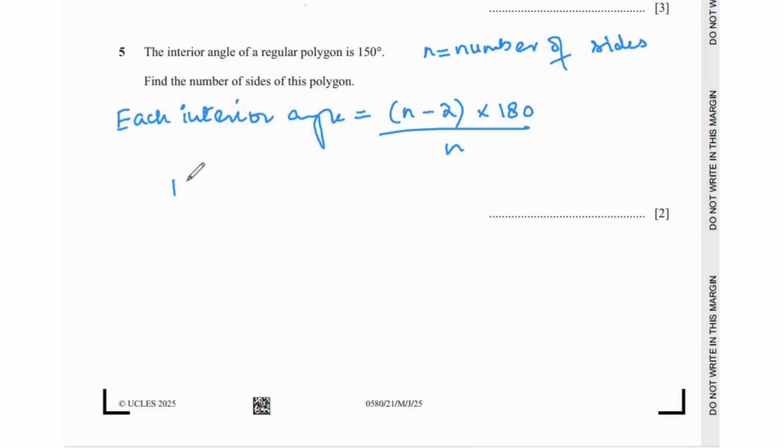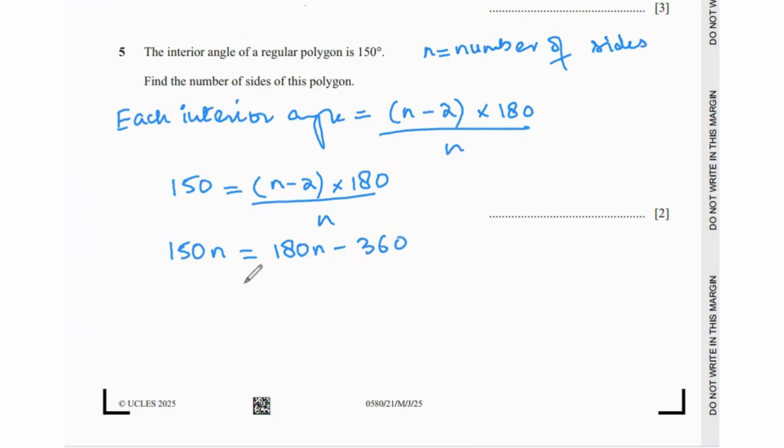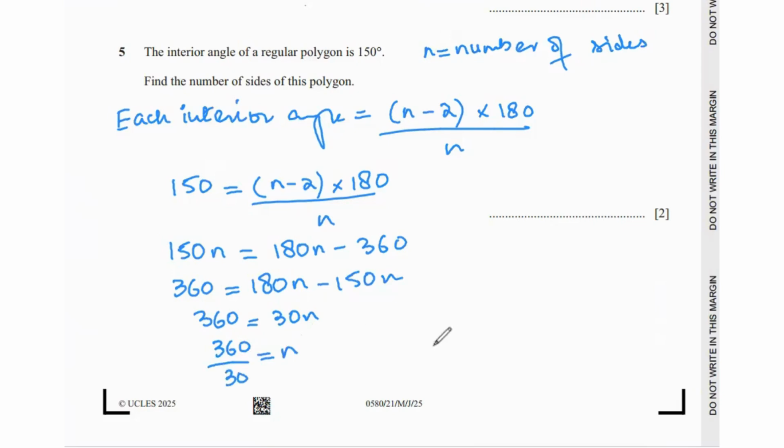So our interior angle is 150. 150 equals (n minus 2) times 180 over n. Cross multiply. 150n equals, expand the bracket, 180n minus 360. 360 equals 180n minus 150n. 360 equals 30n, and 360 divided by 30 is going to give us the value of n, which is 12. So this polygon has 12 sides. So the main thing is that you need to know this formula. If you know this formula, this question is very easy to solve.